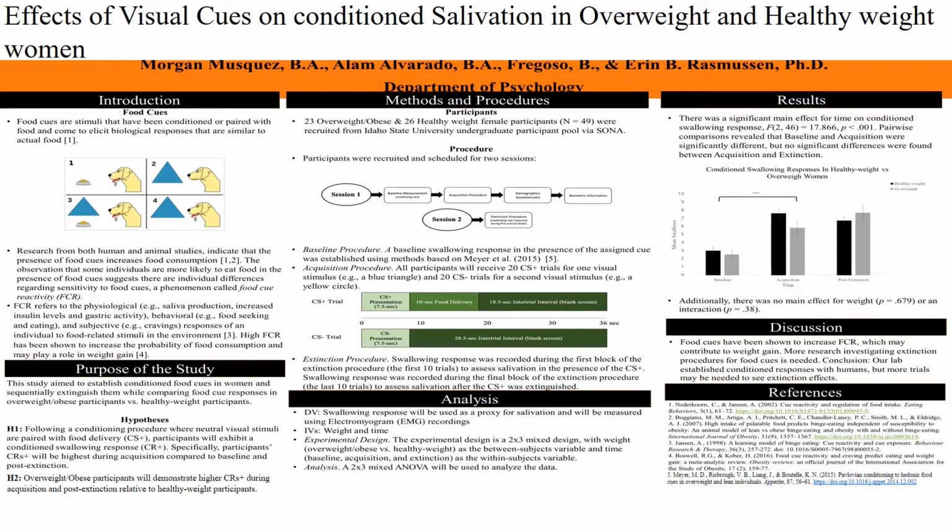We had 23 obese females and 26 healthy females participate in our study, whom we recruited from Idaho State University through the use of SONA. To distinguish individuals as either obese or healthy, we used the body mass index, or BMI for short. BMI is quantified by the individual's weight in kilograms divided by the square of the height in meters. A BMI less than 24 is considered healthy by our metrics. An individual with a BMI equal to or greater than 24 is considered obese.